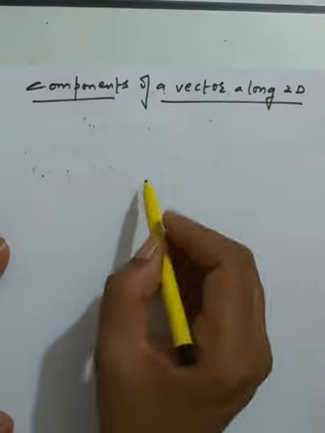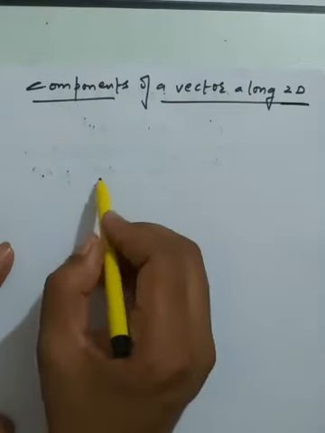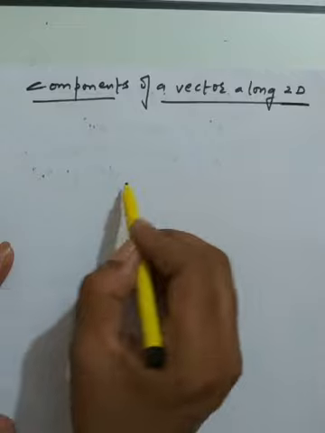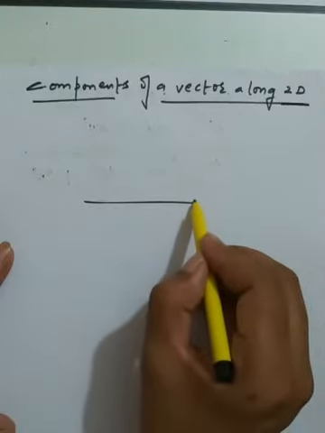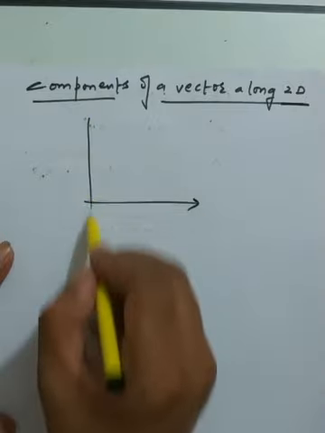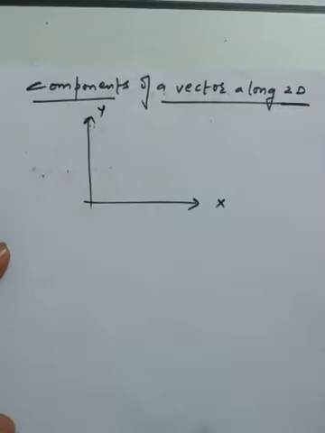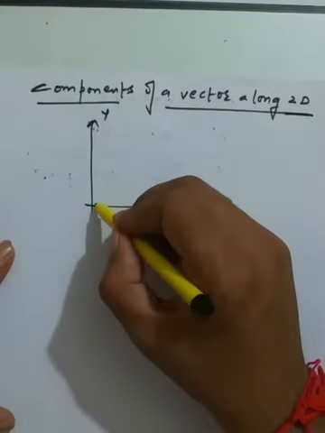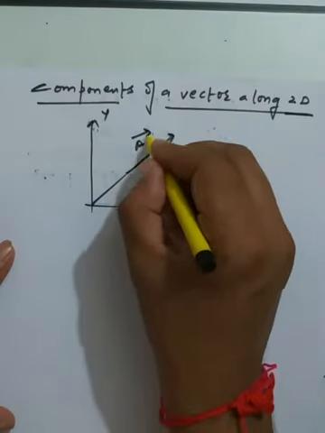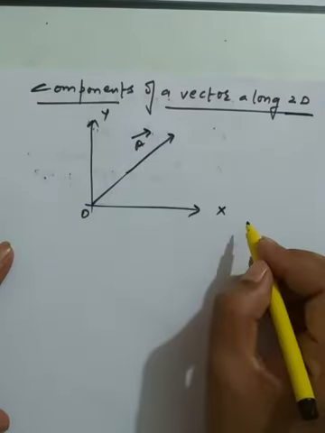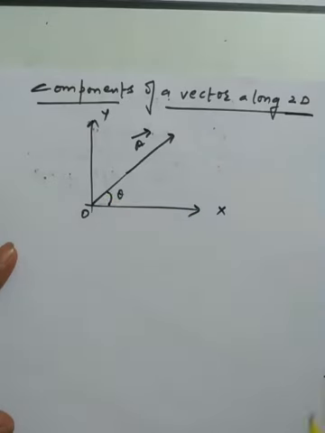Generally I am taking the first case, that is, two dimensions. How can I make the resolution, that is, how can I divide the vector? I am choosing the two axes x and y, and both are perpendicular to each other. This one is the x, this one is the y. We are taking one vector, called the vector a, originating from the point O.